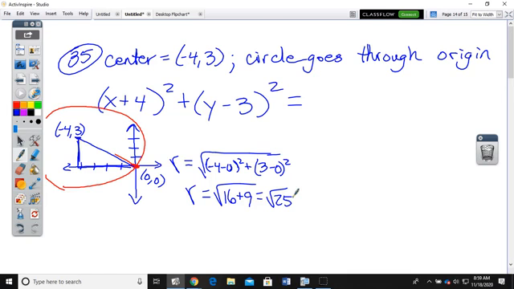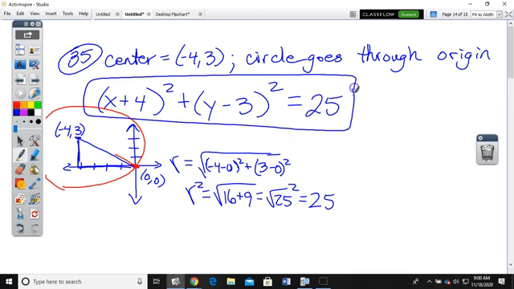Now, remember, what do I need to write the equation? R squared. So right now I have R. You just square it, and when you square that, it takes that square root off. So it's 25. Almost like square root of 25 equals 5. Yes. I didn't do it like that.